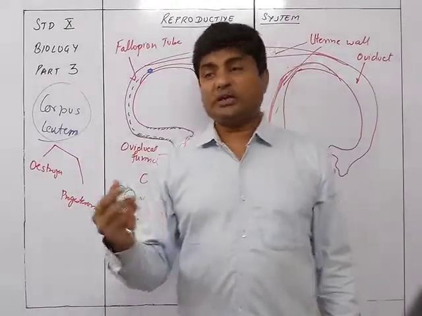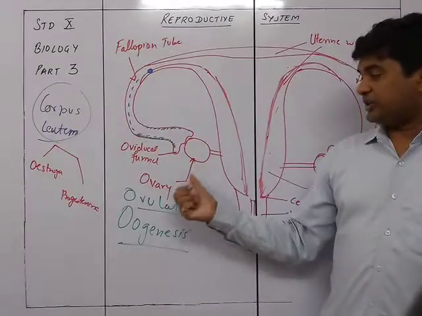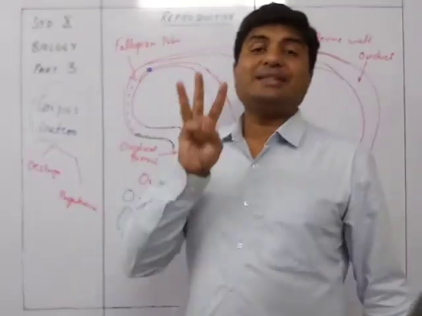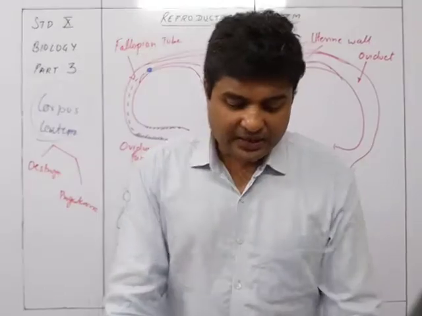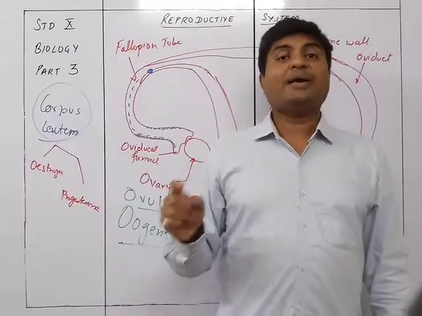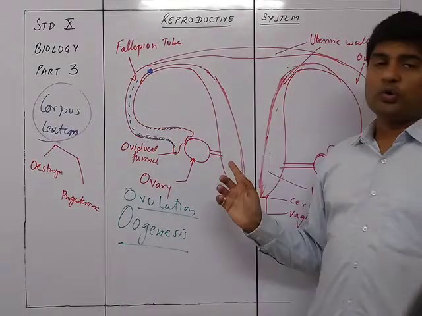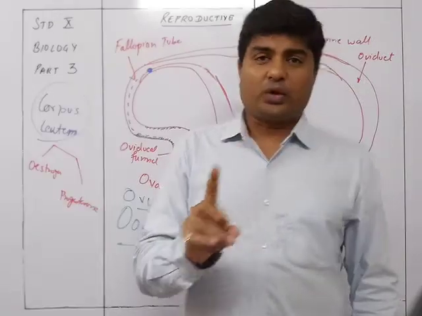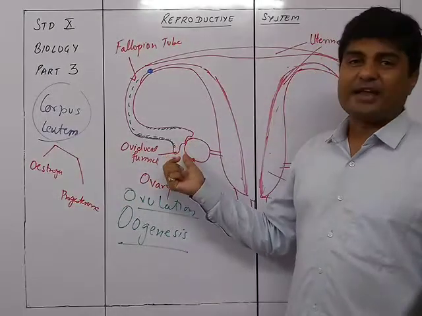Of course, what is ovulation? We have seen ovulation. So that ovulation is going to take place in the third phase, about the 13th to the 14th day. So right from the first day when the first shredding took place, on the 13th or the 14th day there will be ovulation taking place from the ovary.